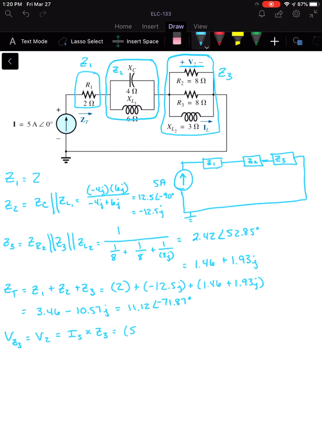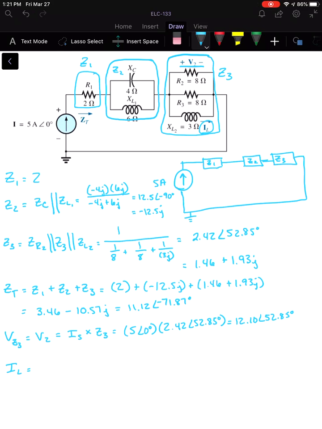So we've got our source current, which we were given, that's our source for the circuit. We were given 5 at 0 degrees, and Z3 was 2.42 at 52.85 degrees. So there we have about 12 volts, 12.1 at 52.85 degrees. What else are we looking for here? We're looking for IL, which is the current through our inductor.